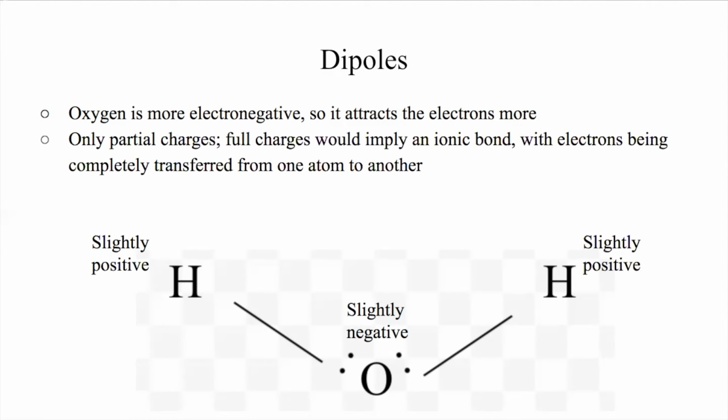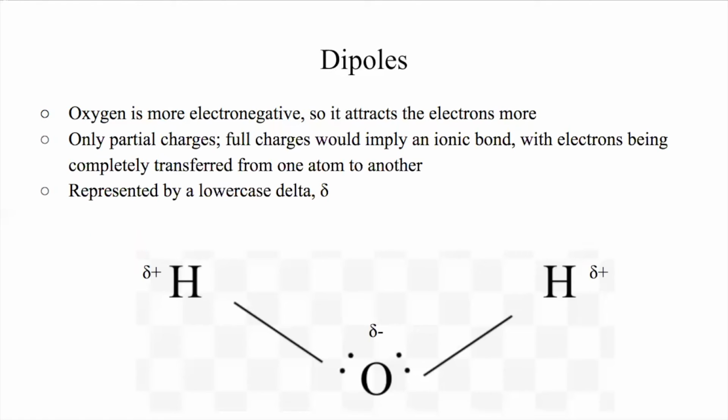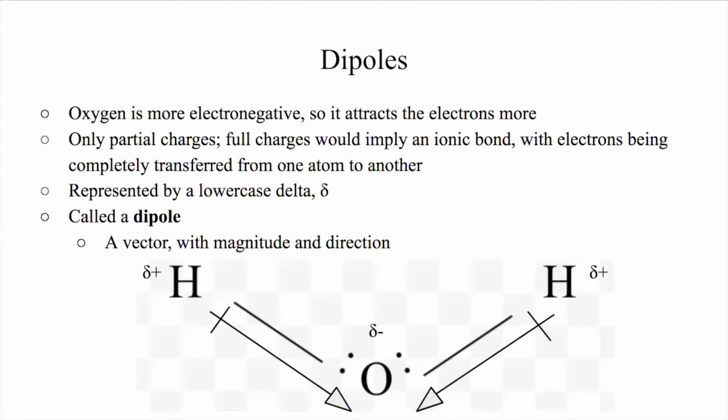That would be an ionic bond, with electrons being fully transferred from one atom to another. They are partial charges, represented by lowercase delta, like this. These partial charges together are referred to as a dipole. A dipole is drawn on the molecule as a crossed arrow, with the crossed end at the less electronegative atom and the arrowhead at the more electronegative atom. Dipoles are vectors, meaning they have magnitude and direction.